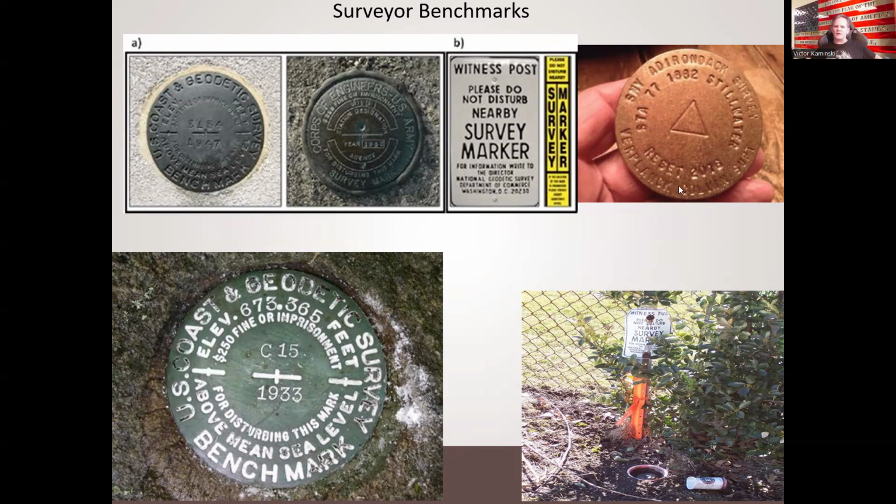This one, Station 77 in Stillwater, was originally placed in the Adirondacks in 1882 and reset in 2016, 2018. Here's one from 1933. It shows that if you mess with this marker, it's a $250 fine or imprisonment for disturbing this mark. And then it tells you what your current elevation is above sea level.